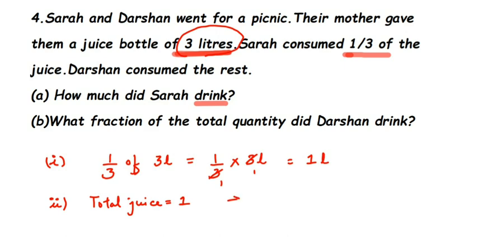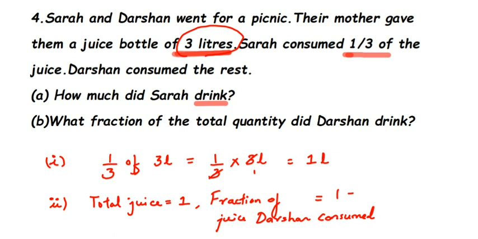So it will be Darshan's fraction. So the fraction of juice Darshan consumed will be, like I said, in fractions we take 1 as the whole quantity. So from this we have to remove how much Sarah drank. Sarah drank 1/3 of the fraction. So 1 minus 1 by 3. When you take the LCM of 1 and 3, we get 3 here. And we have to multiply 3 in the numerator and denominator so that we are converting into an equivalent fraction and the denominators will be the same. So we'll get here 3 minus 1, which will be equal to 2 by 3.